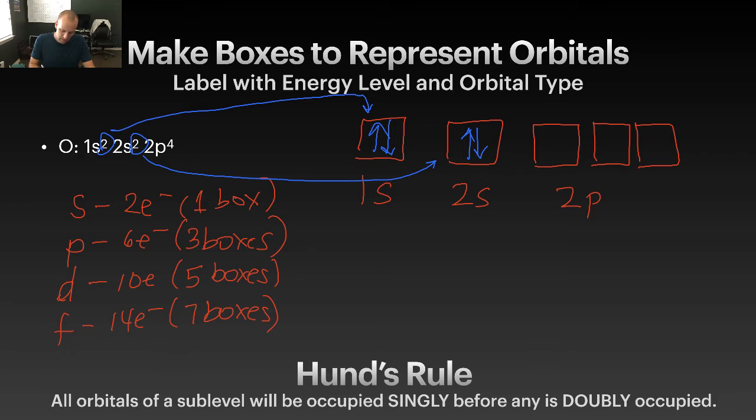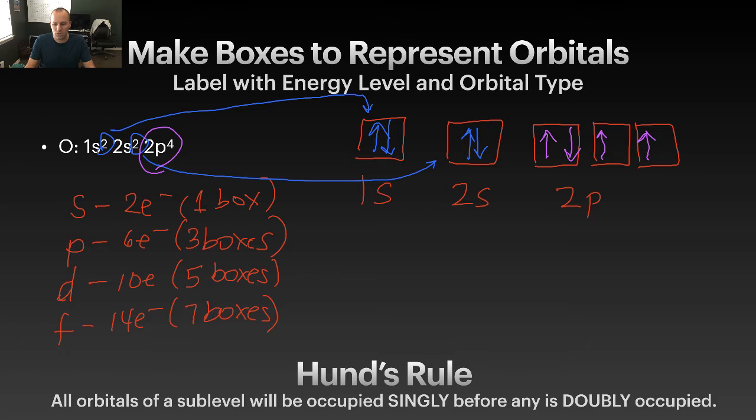For 2p and 2p4, okay, we have 4 electrons available to put into the energy levels. Well, just like kids on a school bus, that's why I call it the school bus rule, they don't want to sit together unless they absolutely have to. Okay, so Hund's rule says all orbitals of a sublevel will be occupied singly before any is doubly occupied. So for 2p4, we have to go 1, 2, 3. There's 3 electrons. Now you have to ask yourself, where are you going to put the 4th one? The 4th electron goes back in the first box. We're now going to double it up.